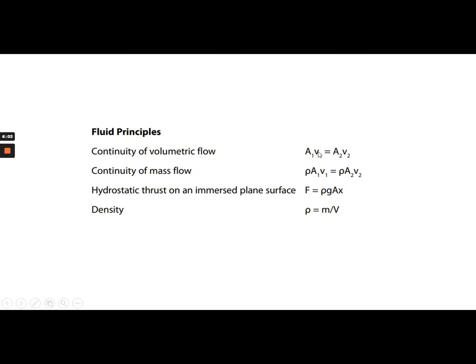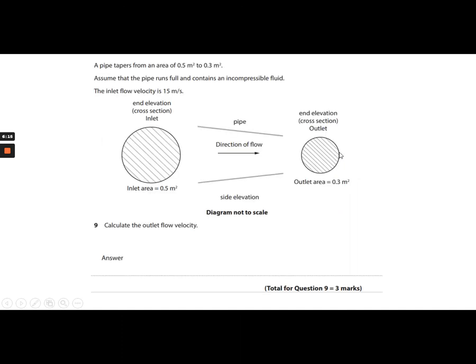So 0.5 times 15 is equal to 0.3 times the value you've been asked for. So if you divide both sides by A2, that will give you your final velocity. Okay, so I suppose you might argue that it's a little bit trickier because it hasn't just got a single subject of the equation, but essentially all you've got to do is remember that A is your cross-sectional area and V is your velocity.